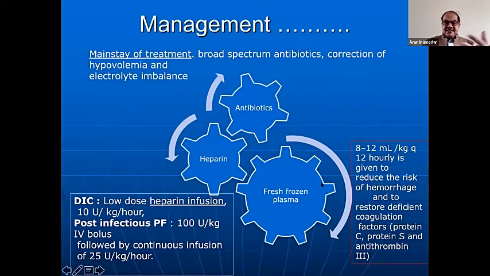And then another thing that can easily be done in many of these centers and institutions is fresh frozen plasma. What is the dose? 8 to 12 ml per kg, 12 hourly, is given to reduce the risk of hemorrhage and to restore the deficient coagulation factors like protein C, protein S, and antithrombin 3. In fact, the easiest way is first give the fresh frozen plasma and good antibiotic coverage, and heparinization has to be done if there is imminent necrosis of the digits or something is seen in any case of purpura fulminans. I think I have made my point clear.